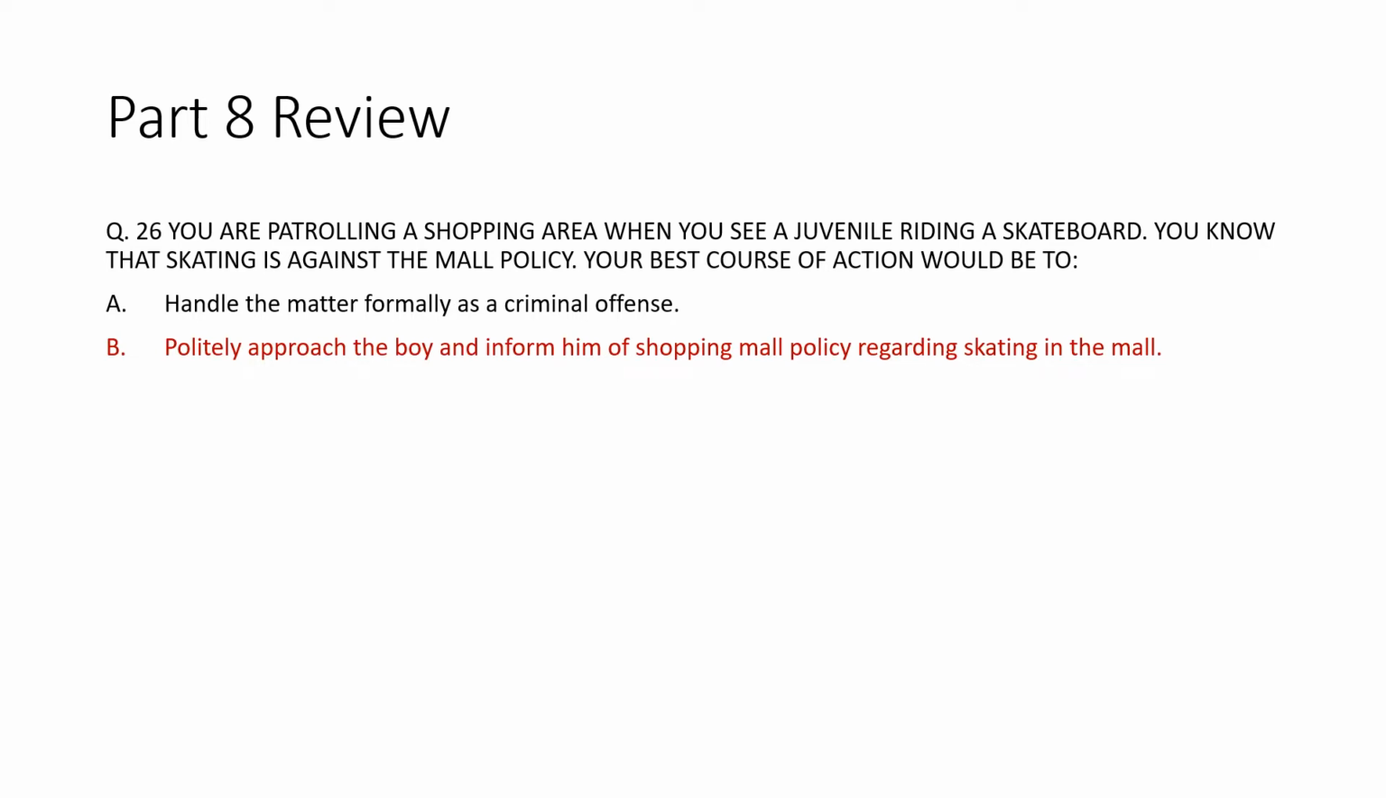Answer is B. Politely approach the boy and inform him of shopping mall policy regarding skating. Keep in mind that skating is not necessarily a criminal offense. And since it's private property, you would have to tell him, or he would have to refuse to leave after you ask him to do so in order to make a trespass case.